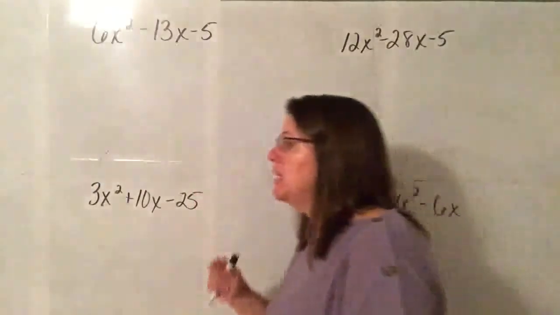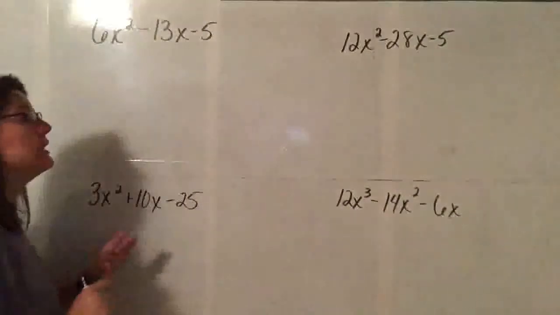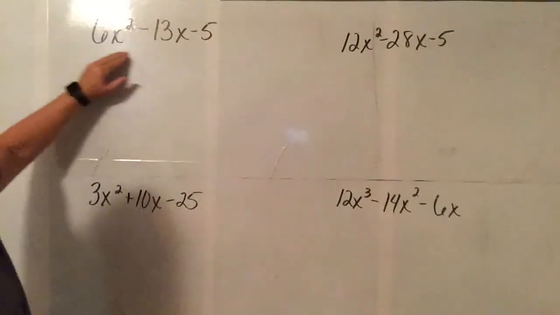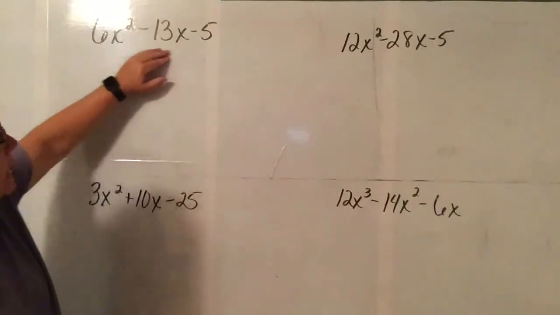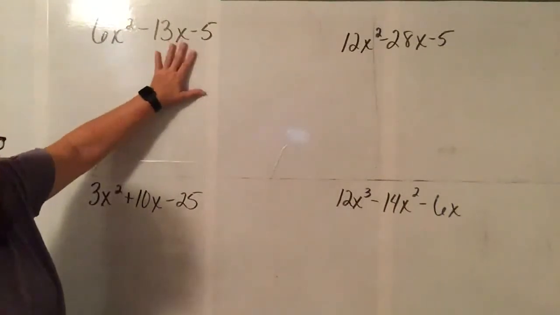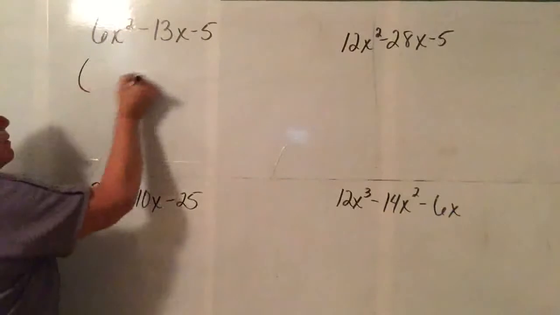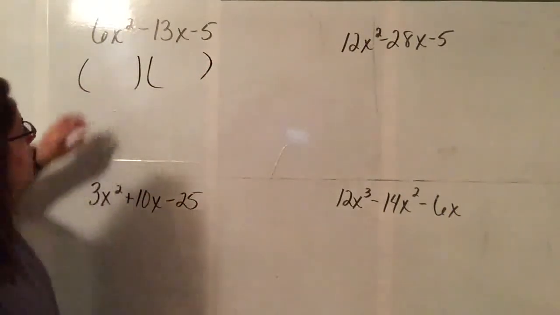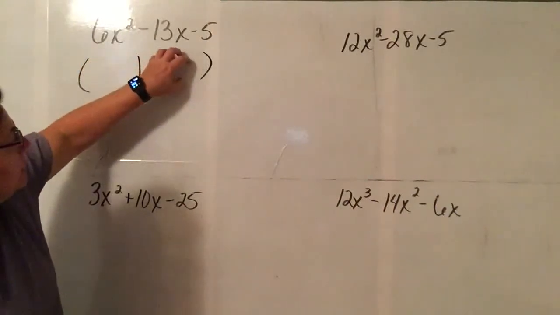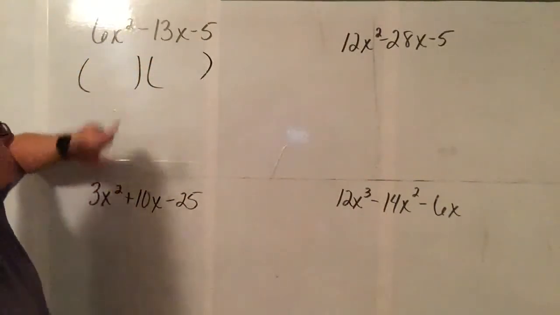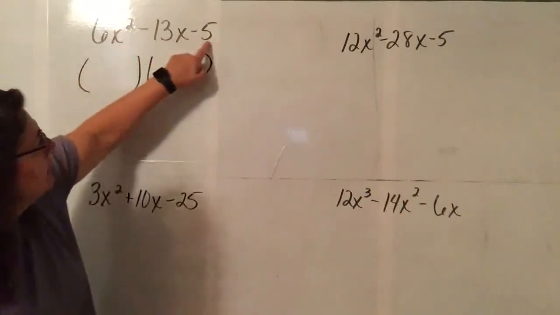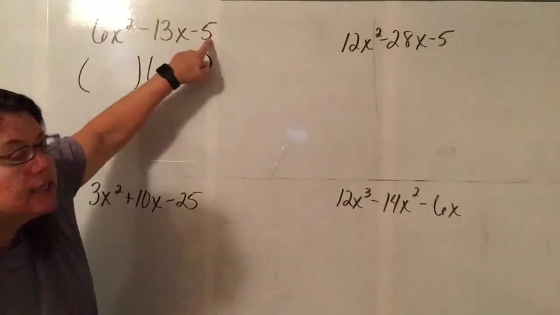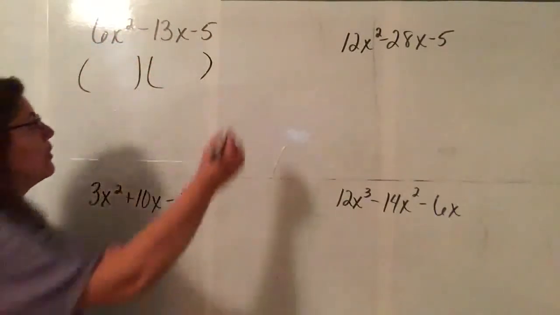All right, so what we're going to do is first, we still need to ask ourselves, is there anything that comes out of the whole thing? That's what we would want to do first. I don't see any factors that they have in common for this one, so there's nothing that comes out of the whole thing. Well, I'm going to put my 2 sets of parentheses there because I know I need a binomial here and a binomial here. And then what I need to do is I need to multiply 6 times 5. 6 times 5 is 30.